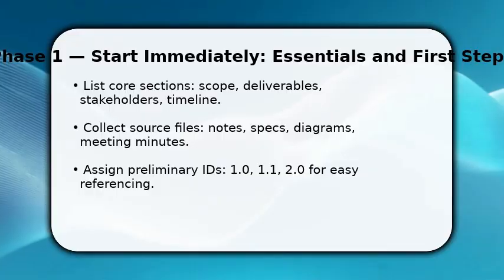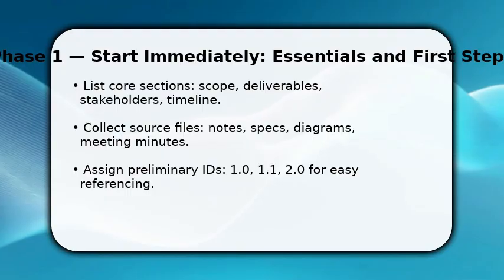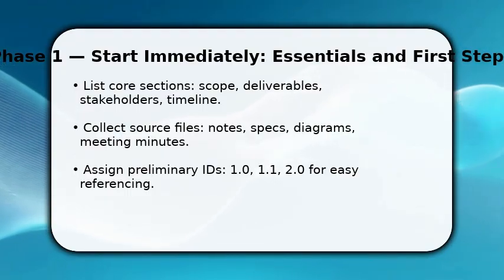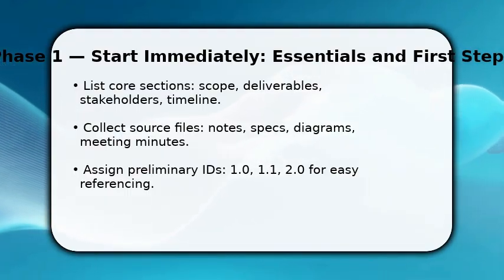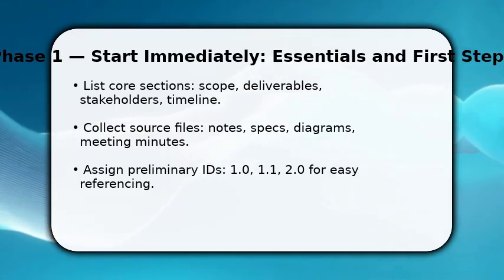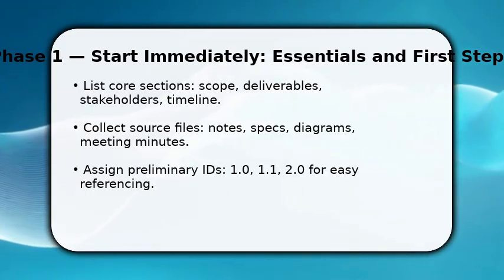You begin by gathering prerequisites that actually move work forward: scope, deliverables, and stakeholder names. Once collected, create a lightweight folder and name files using simple IDs like 1, 0, 1, so you can reference them quickly.